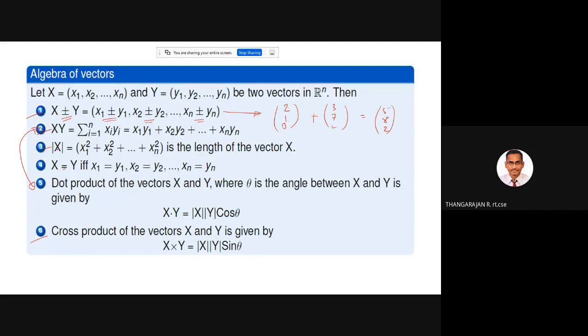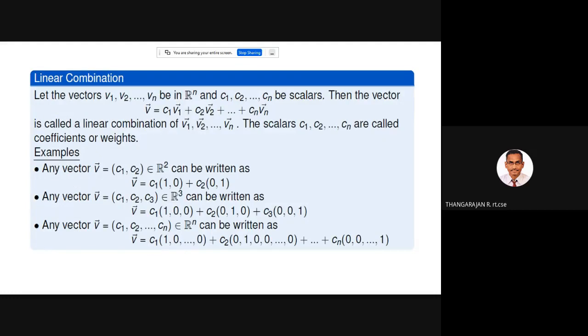This is norm. Norm means the length of the vector. Okay. So these are the algebraic operations that you do on a vector. Now we come to a very important concept, linear combination. So what is linear combination?